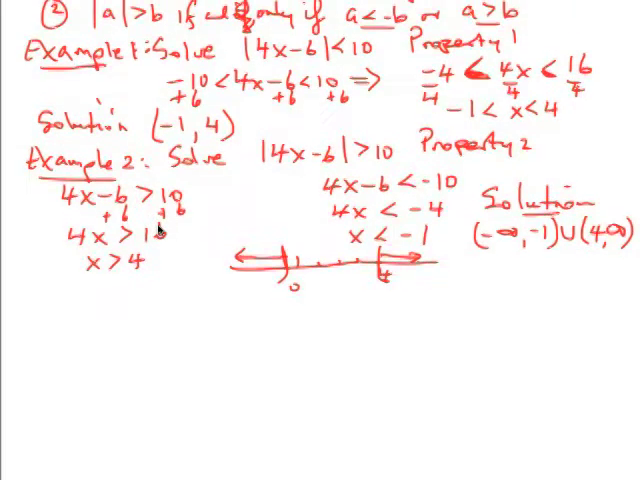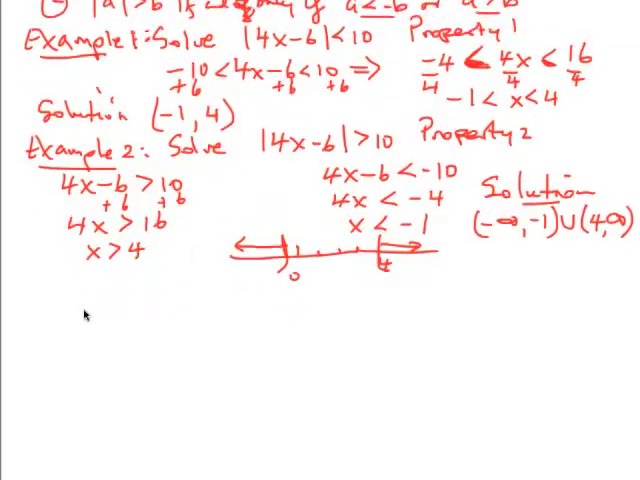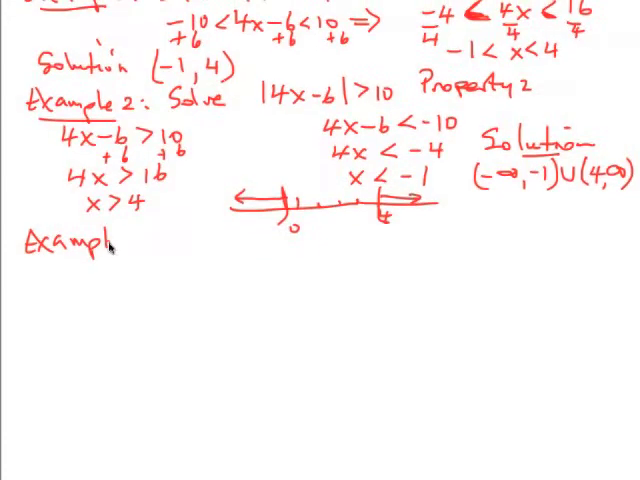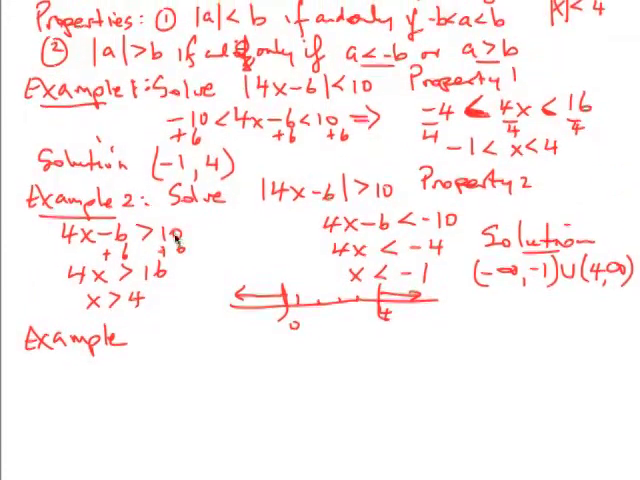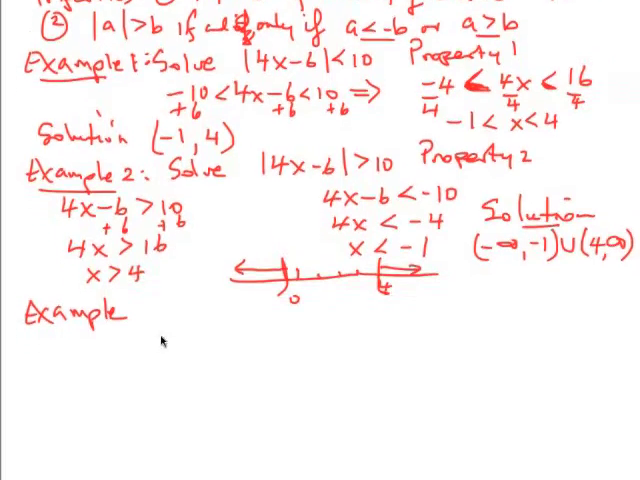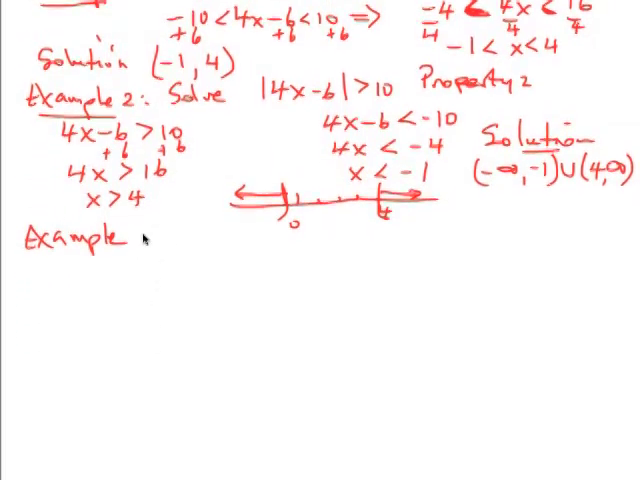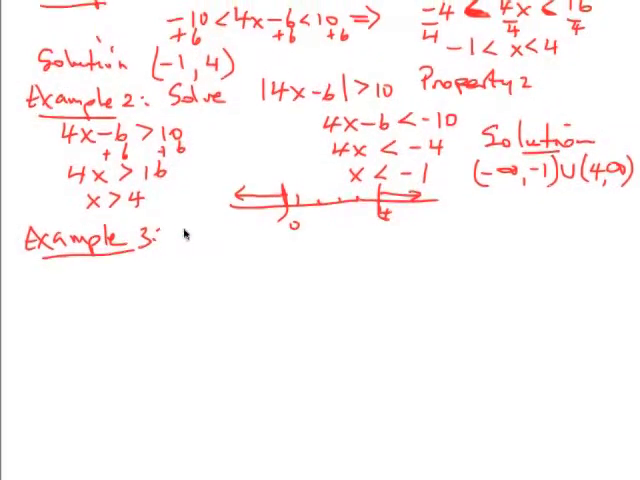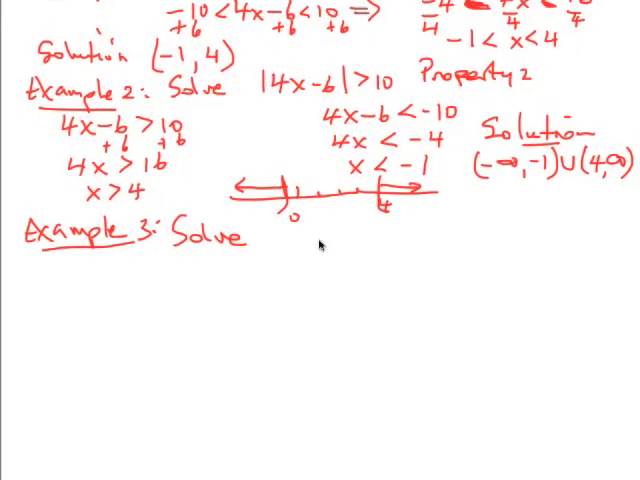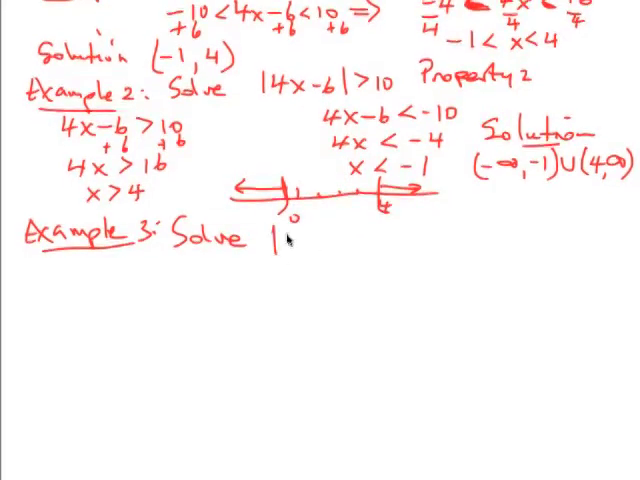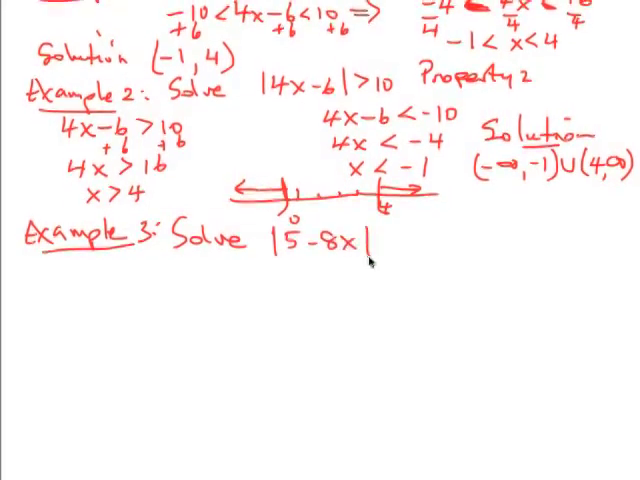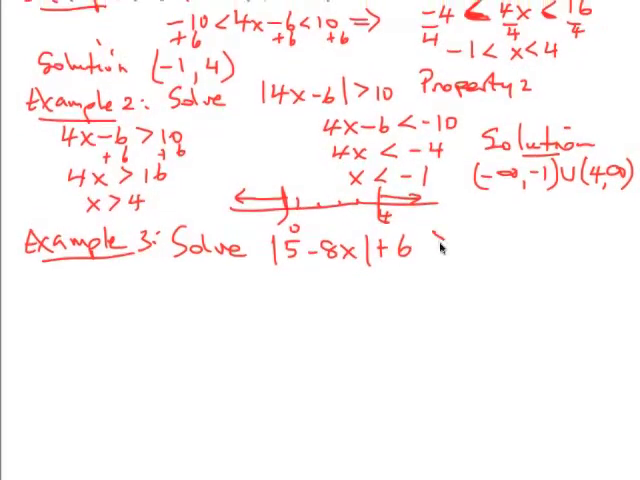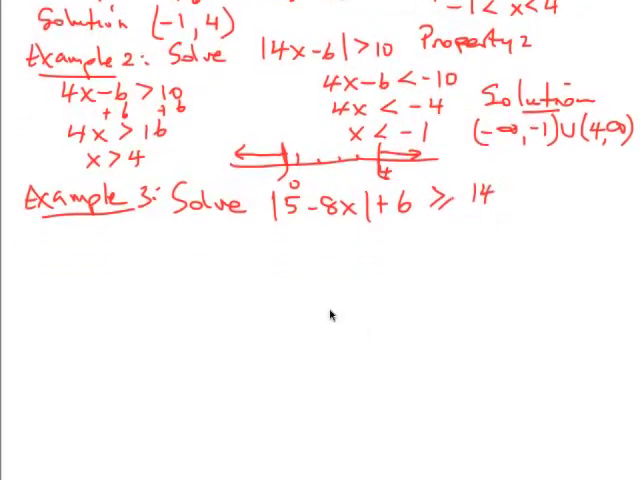Now sometimes it's a little bit more difficult because we have to get it into a standard form where we have a number over this side. So let's look at this example here. Let's suppose I want to solve the absolute value of 5 minus 8x, plus 6, is greater than or equal to 14.